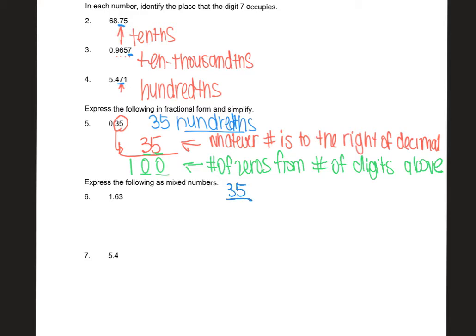So if we have 35 over 100, they're both divisible by 5. 35 divided by 5 gives me 7. 100 divided by 5 gives me 20. So my answer is 7 over 20.